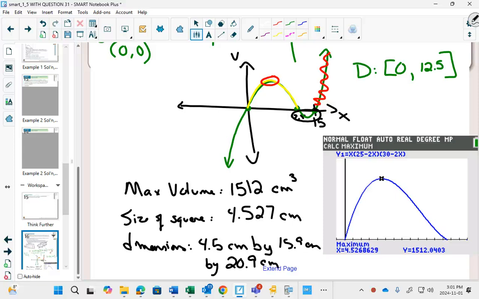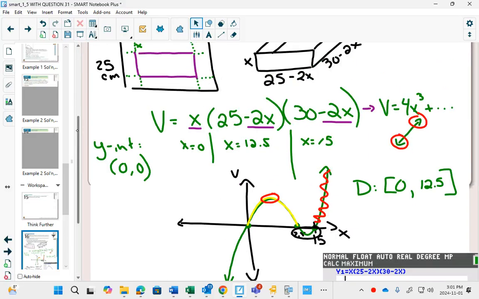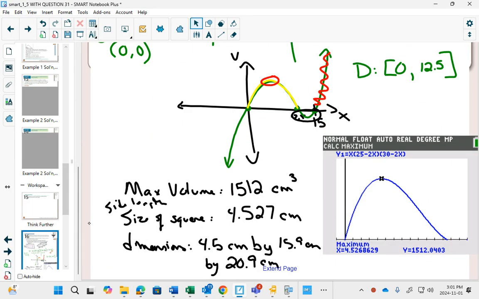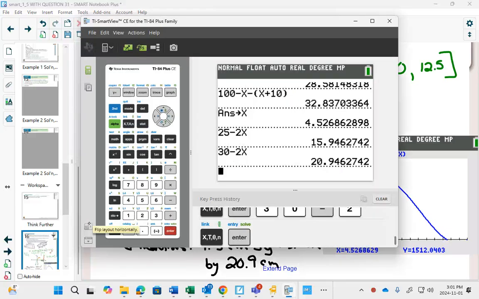Yes? How can you have the size of a square not be square? Okay, size, side, length, size of square. Good. But it's asking me what size of square should be cut out, not what size length. Oh yeah, then I have to do. Okay, you're right. You're right. I have to do area x squared.